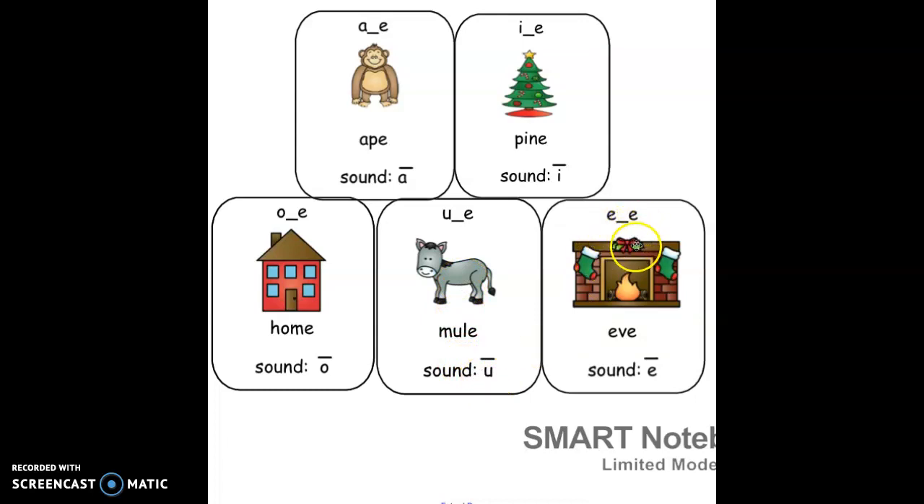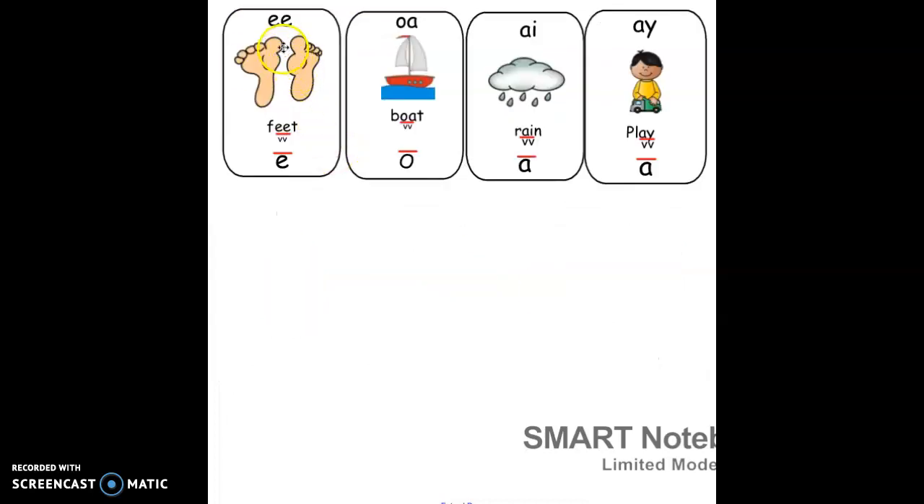E, consonant, magic E. Eve, E. What does E do to the E? Make it say its name. And the name is E. And the sound is E. Okay. E, feet, E. Position, middle of the word. OA, boat, O. Position, middle of the word. AI, rain, A. Position, middle of the word. AY, play, A. Position, at the end of the word.